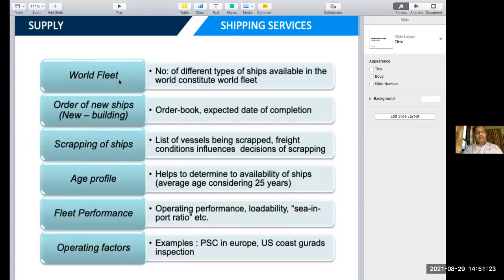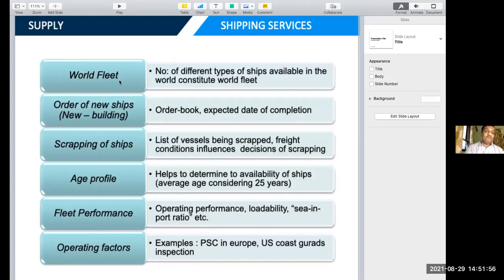Now, an example given is PSC in Europe. PSC stands for Port State Control. Port State Control in Europe is considered to be very strict. Ships sometimes have to undergo inspection from the administration. If a ship is going to a foreign country and an inspection is done by the local administration over there, you generally call it Port State Control.